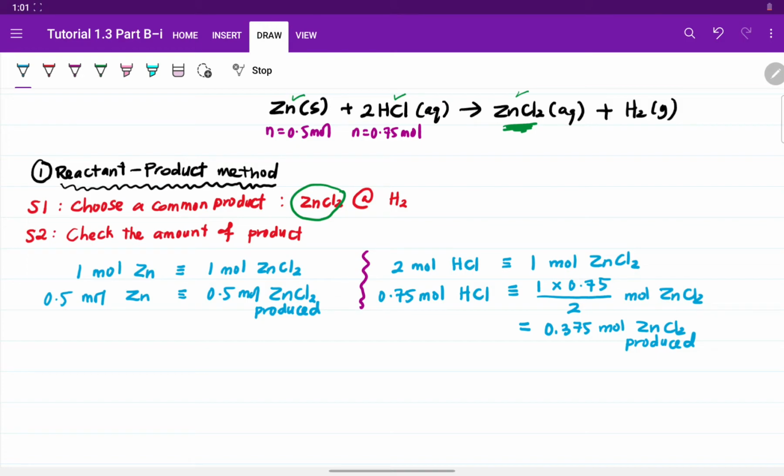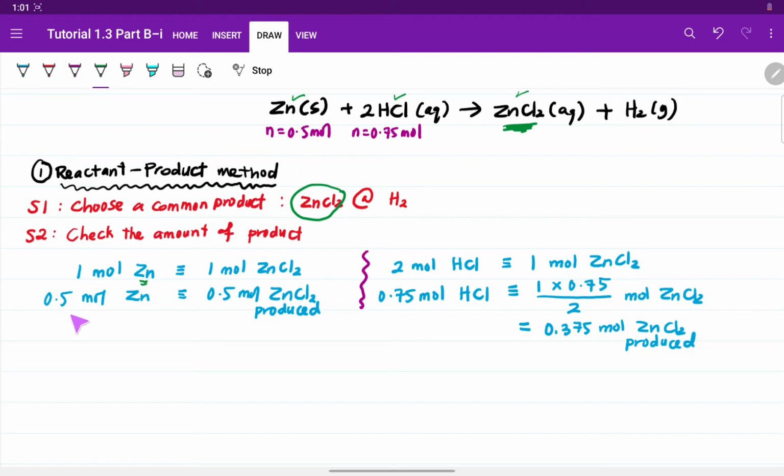So look here. What happens? First, this is zinc, the first reactant, compared with the product we chose earlier, zinc chloride. From the equation, 1 mole of zinc will produce 1 mole of zinc chloride. 1 mole of zinc, 1 mole of zinc chloride. Now, given to you experimentally is 0.5 mole of zinc.